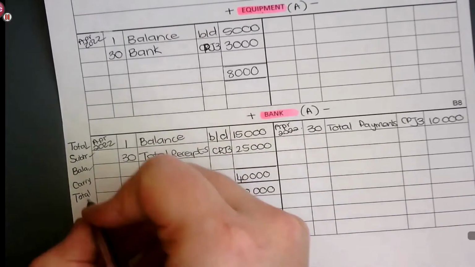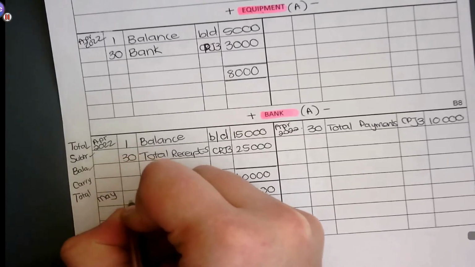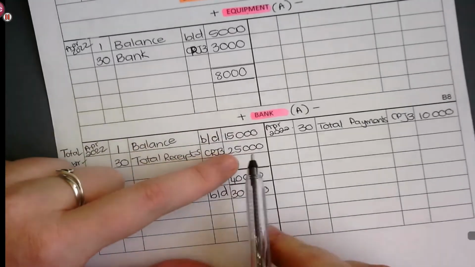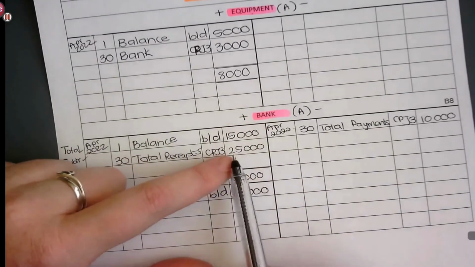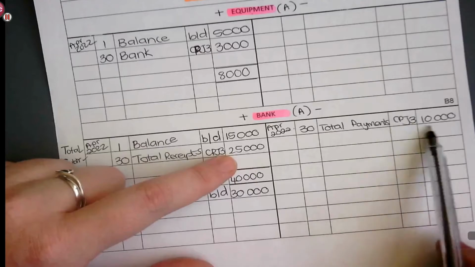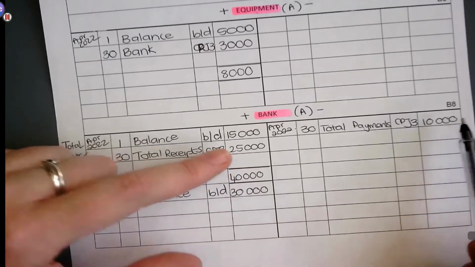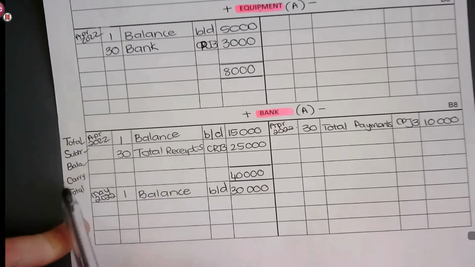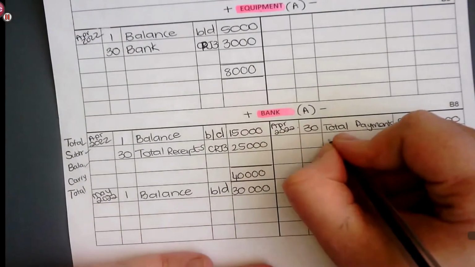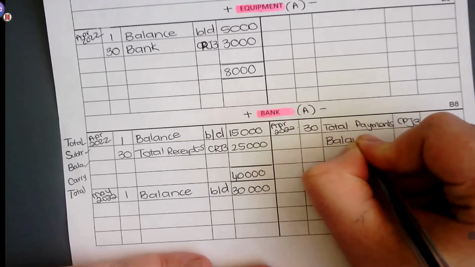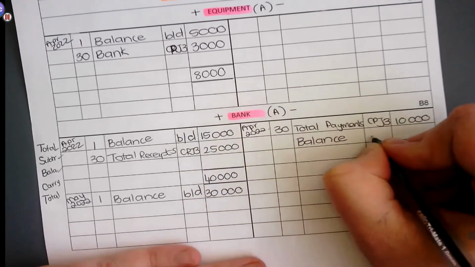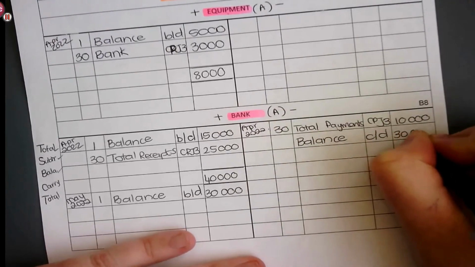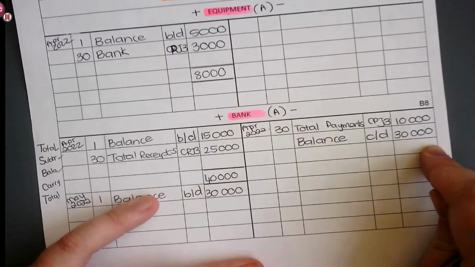So what comes after April? It's May the 1st, 2022. Because I had 15,000, I received 25, or car wash received 25,000, and I paid 10,000. So what am I carrying over to the next month? 30,000 Rand. Once I've done the balance, I carry it across, and it becomes balance. And now because I'm carrying it across, it becomes carried down. And that amount is again 30,000. So I'm writing it twice.